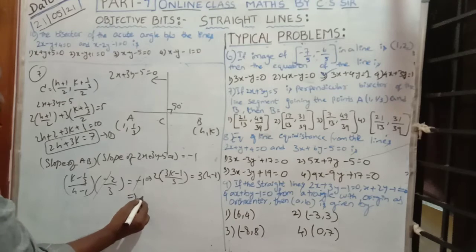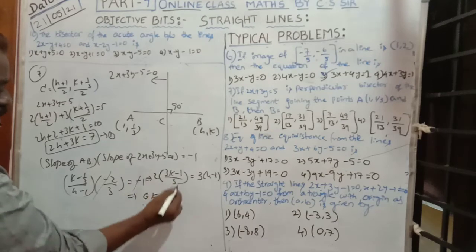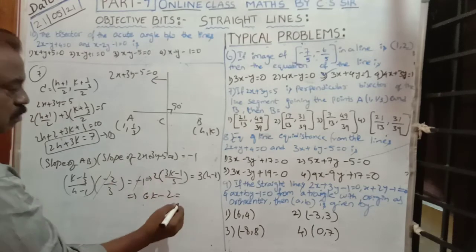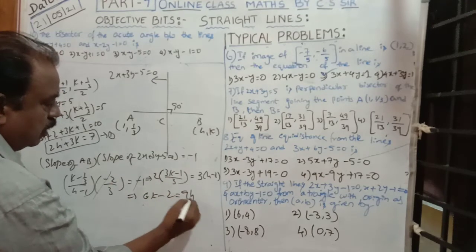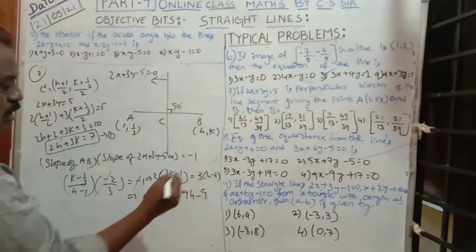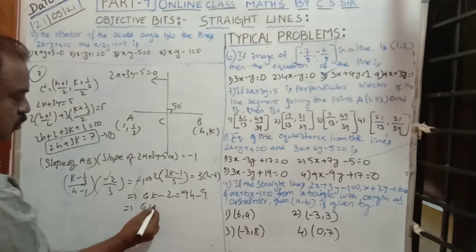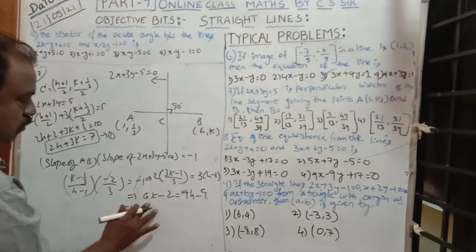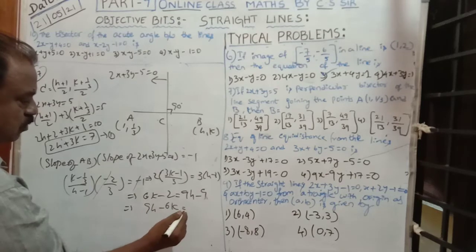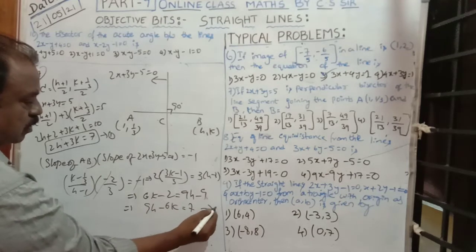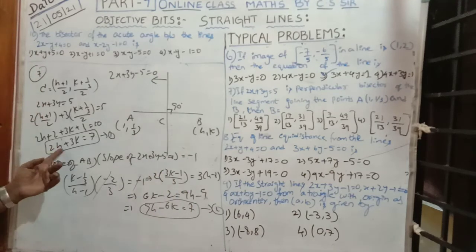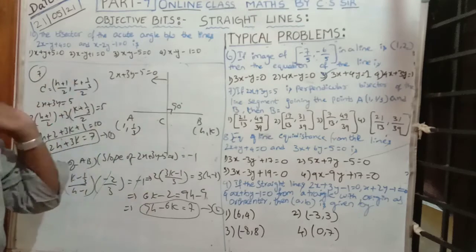Now it is 6k minus 2 is equal to 9h minus 9. This 3 also goes to that side. It is 9h minus 6k is equal to 7. This is the second equation. By solving these two, we can get that point.